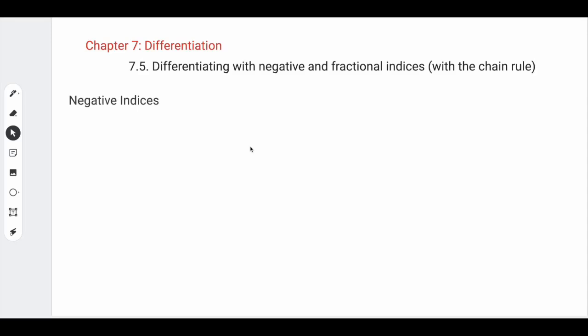So in this short video, we're going to focus specifically on differentiating with negative and fractional indices. It's not really anything new, but this is something that comes up a lot, if not the most, when it comes to factorization and, rather, differentiation. And so I just wanted to make this short video about specifically negative and fractional indices.